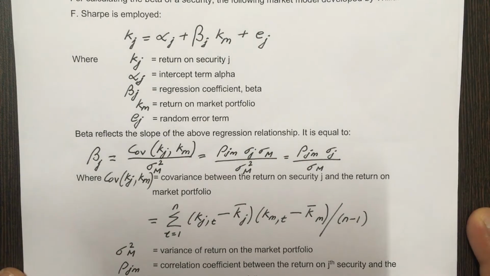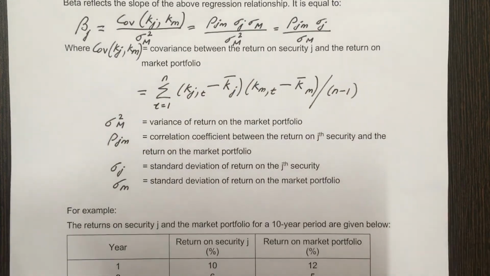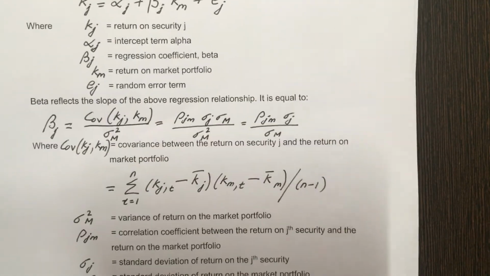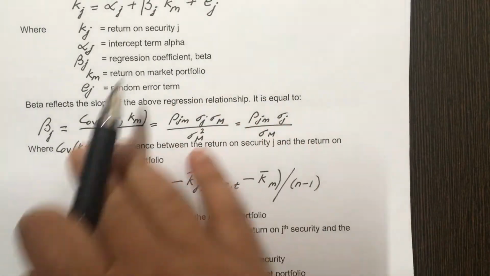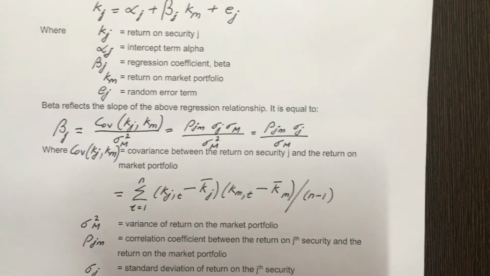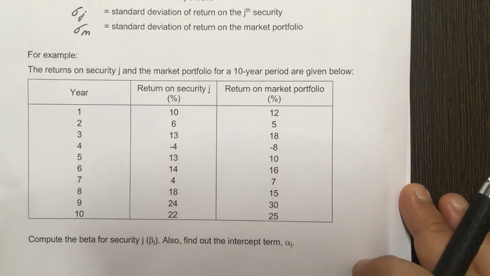Now, don't be bothered with the formula. I know it looks really confusing. Don't worry about it. But I'm going to show you a very simple way of how to calculate beta using this formula. But you don't have to memorize all this. Looks like jargon. Looks like Greek to most of you. Don't worry about it. I will show you a simple way.